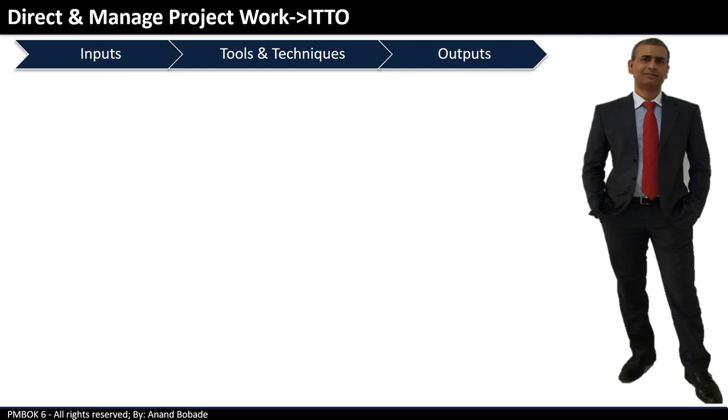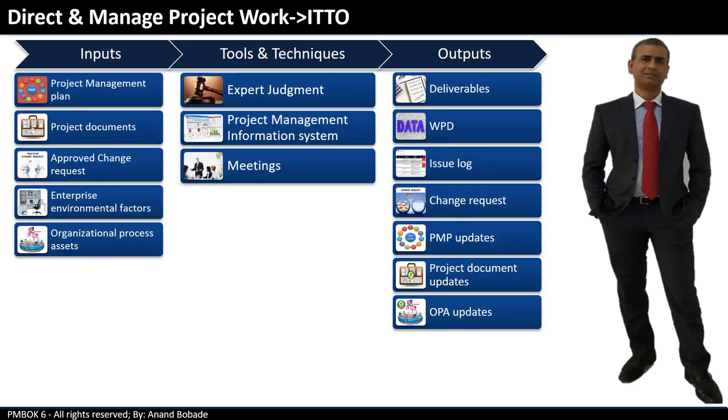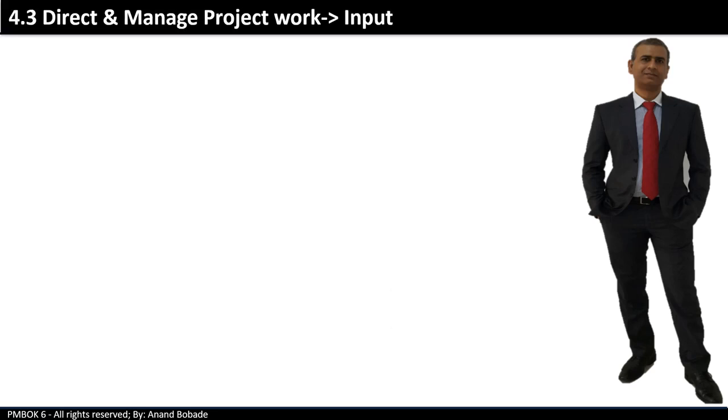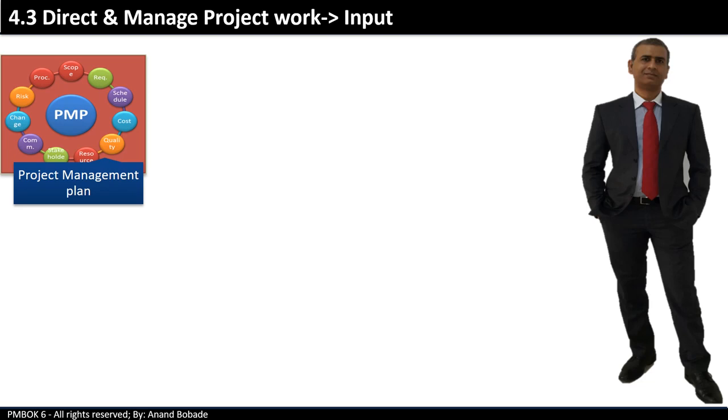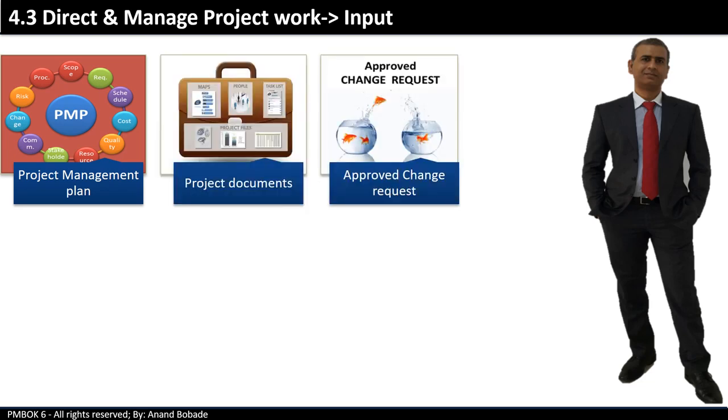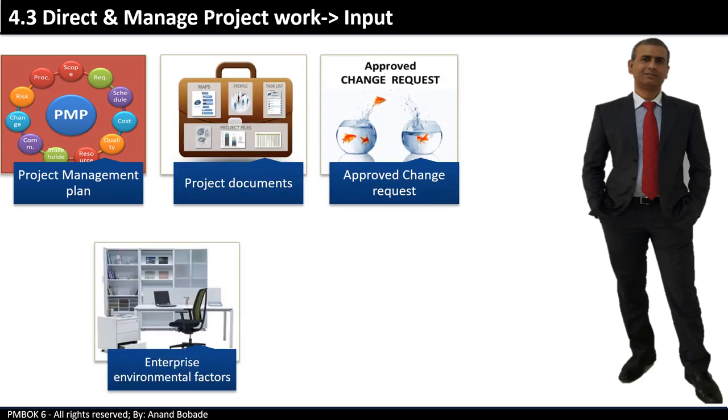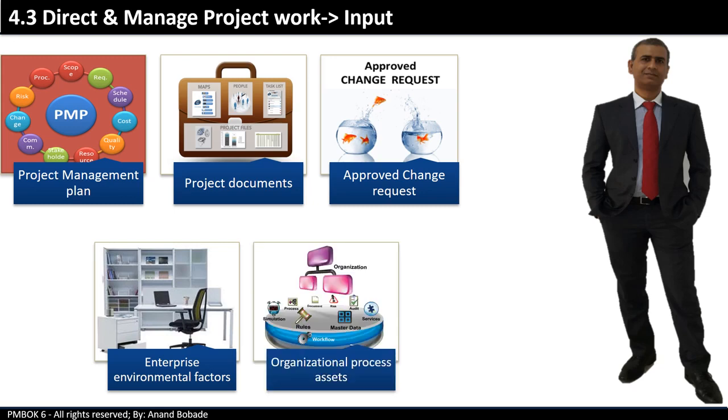Let's take a look at inputs, tools, techniques, and outputs. Let's start with the inputs. Inputs are project management plan, project documents, approved change request, enterprise environmental factors, and organizational process assets.